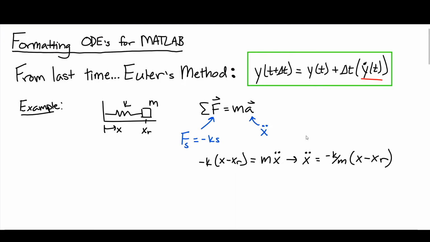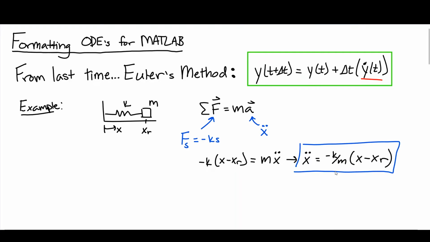And this here is our second order differential equation. We have x double dot as it relates to x. And as I alluded to earlier, Euler's method, or ODE45, seems to only have this relationship between y and y dot, so a first order differential equation. And here I have a second order, I have x double dot and x.